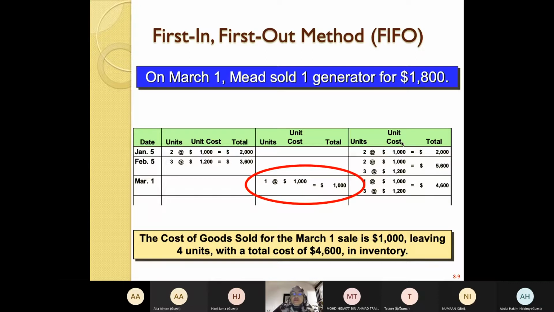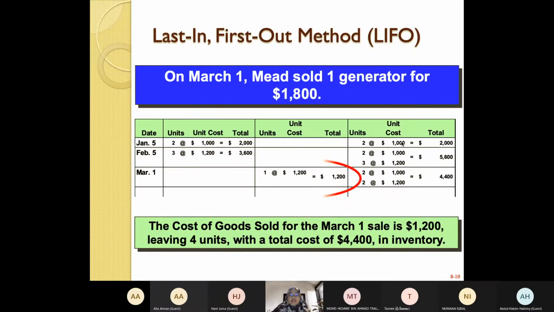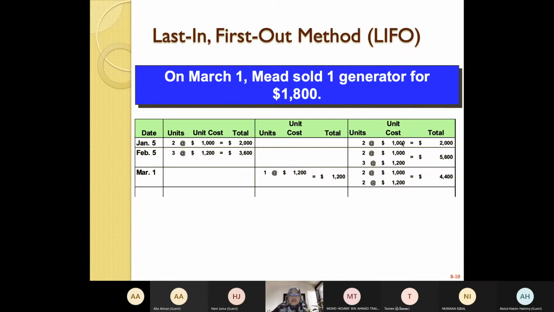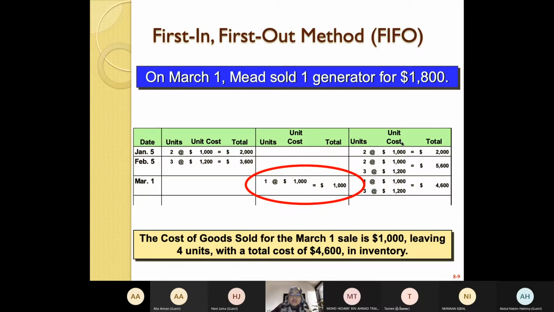Right? So this is what we call first in, first out. In terms of the entries, okay, hold on. Do you understand first in, first out? You look at your balances just before the sales. First in, first out means that for your goods sold, the cost will be from the first in that you have, the earlier balances.